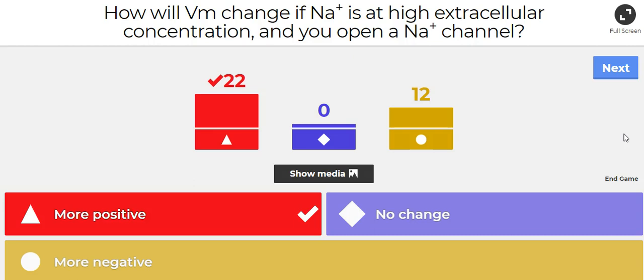So if we open a channel that allows sodium ions to go through, that's how I draw channels. That's like a cross section through a channel, so you're seeing the pore. Sodium ions will come into the interior of the cell, down their concentration gradient, because they're going from high concentration to low. And as they do so, they will add positive charges to the inside of this membrane. And they'll kind of cluster along the inside of the membrane.